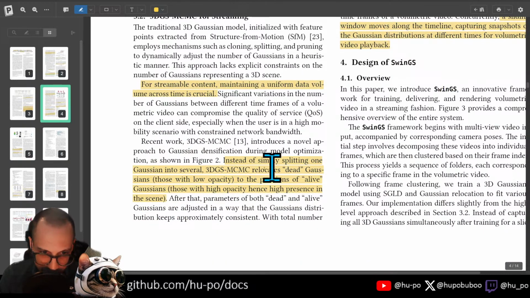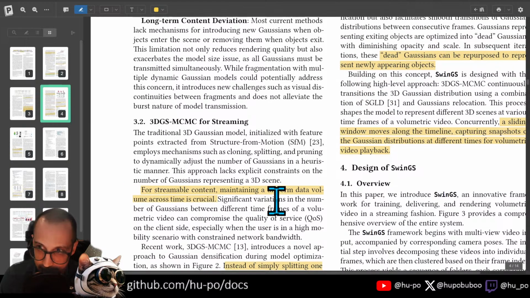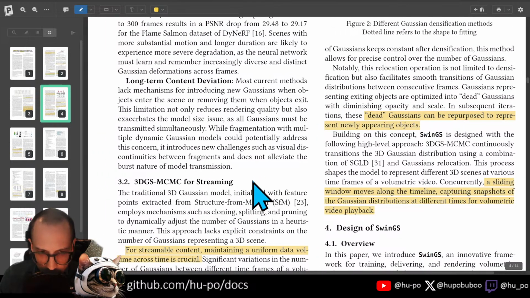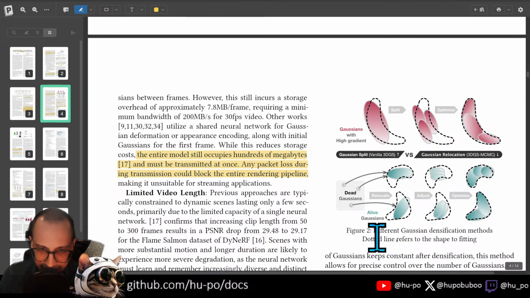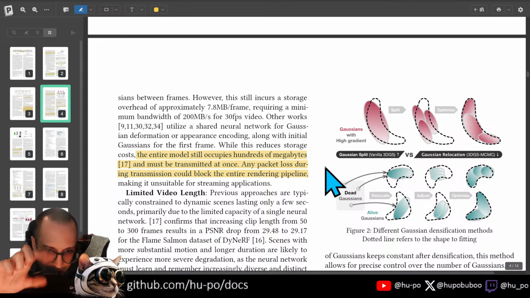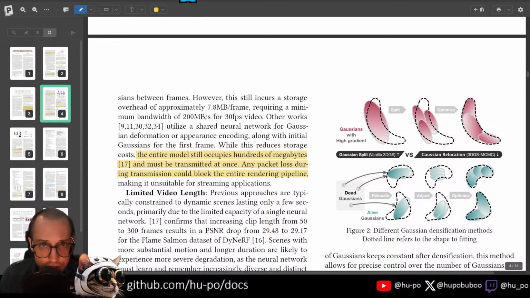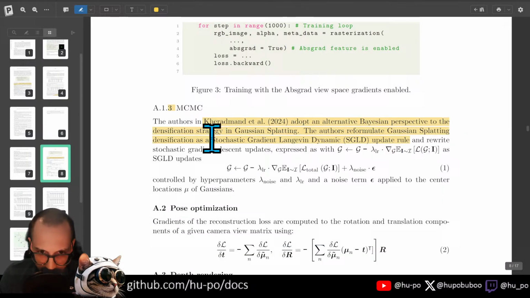Okay. Instead of simply splitting one Gaussian into several, 3D-GS MCMC relocates dead Gaussians to the position of alive Gaussians, those with high opacity and hence high presence in the scene. Okay. So now we have a much better idea of what's going on, right? 3D-GS MCMC is effectively a slightly different way to think about how you do densification and sparsity in Gaussians in order to solve some of these arbitrary hyperparameter problems, and then the fact that you're going to be changing the brick of memory that you have representing the scene as you move it over time, right? But there's still something here that I don't really know what it is, right?